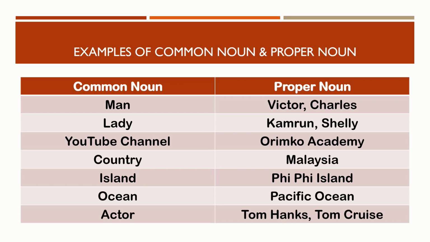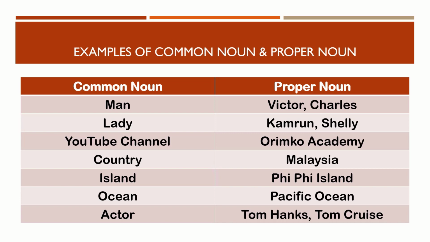You can name any country and that belongs to common noun, but if we say any particular country, Malaysia, that's a proper noun. Island, common noun, but Fifi Island, that's a proper noun. Ocean, common noun. Pacific Ocean, Atlantic Ocean, they're proper nouns. Any actor, like Bollywood actors, Hollywood actors, all of the actors belong to common noun. But if we specifically name someone particular, like Tom Hanks and our most favorite, Tom Cruise, they're proper nouns.